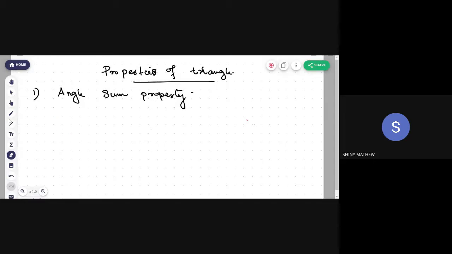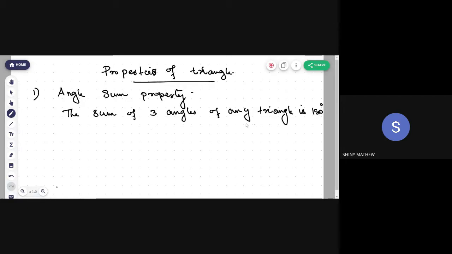Okay. The sum of three angles of any triangle is 180 degree. The sum of three angles of any triangle is 180 degree. Sum of three angles of any triangle is 180 degree. You can verify that by drawing three triangles.